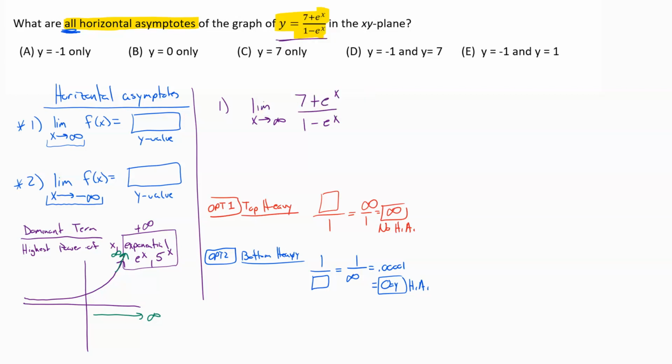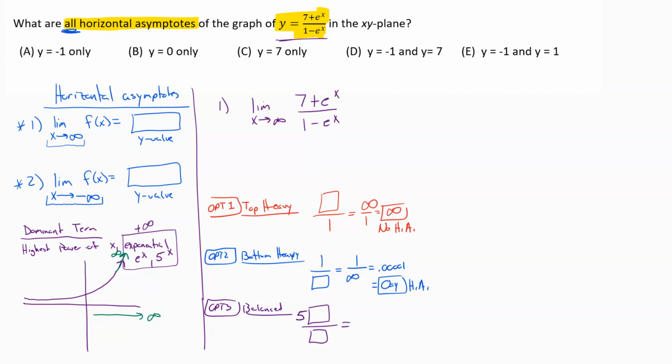And then the third option that you go looking at would be option 3, where these things are balanced, where there's equal dominant terms on top and bottom. So those two equations are growing at the same pace, but what matters now is the coefficients in front of them.